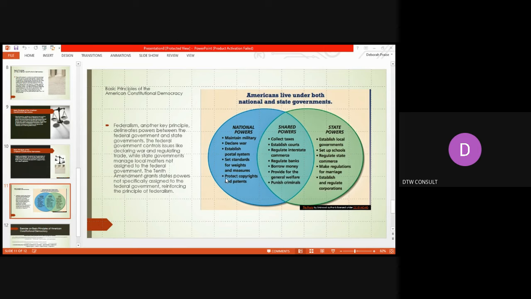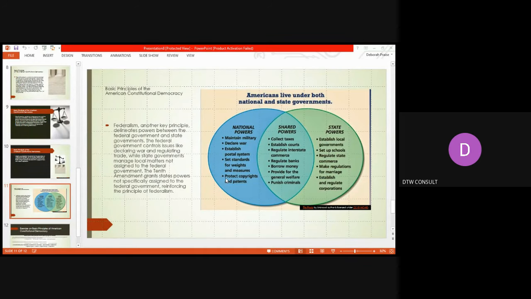So let's look at the powers that the national government possesses. Number one, the national government maintains military power. Number two, the national government is the one that has the right to declare war. So Texas cannot declare war against another country. It doesn't have that power. It's a national or federal power.